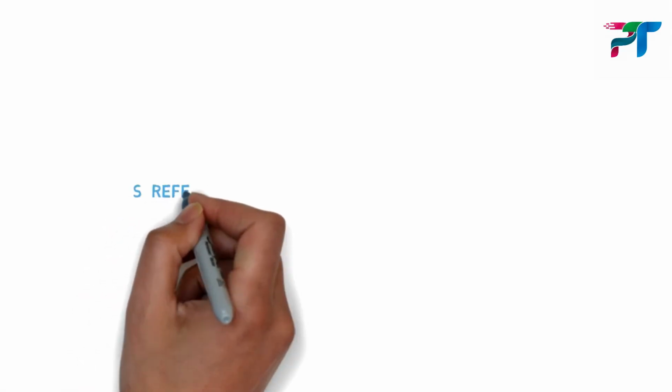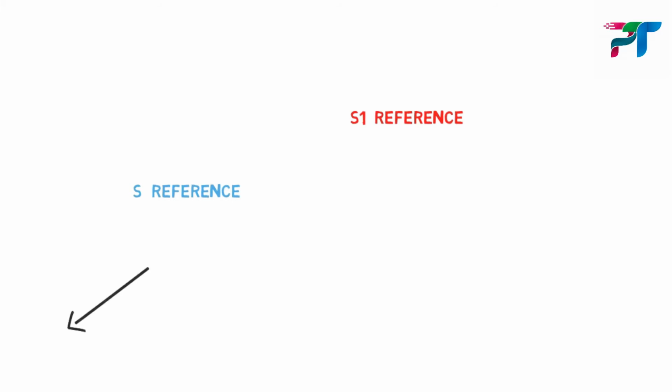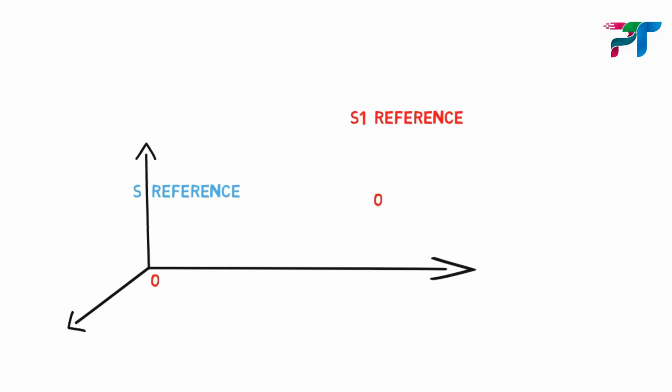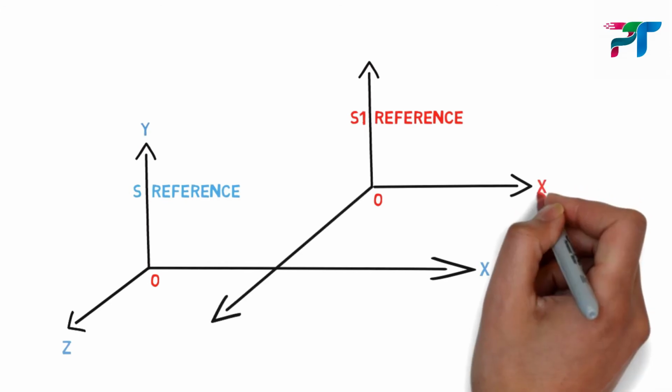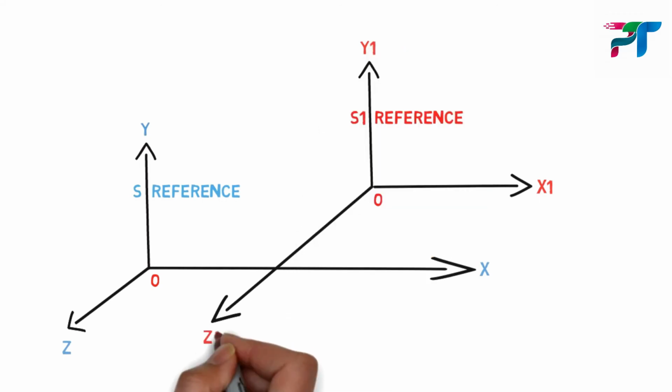Let us consider two frames of reference, S reference and S1 reference. The observer of S reference resolved into three components: x in x direction, y in y direction, and z in z direction. The observer in S1 reference also resolved into three components: x1 in x direction, y1 in y direction, and z1 in z direction. Let P be an event.